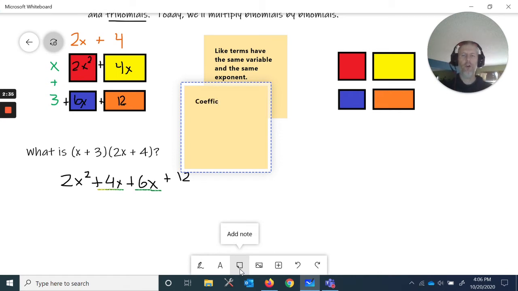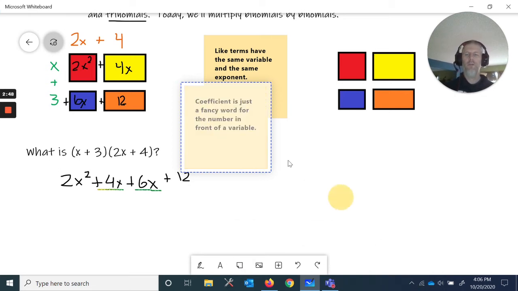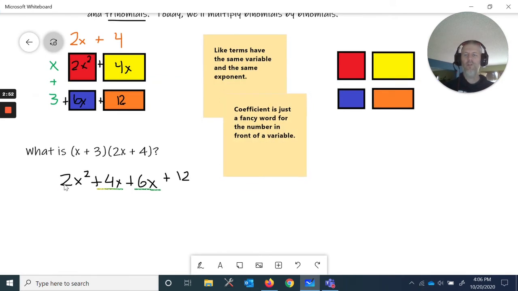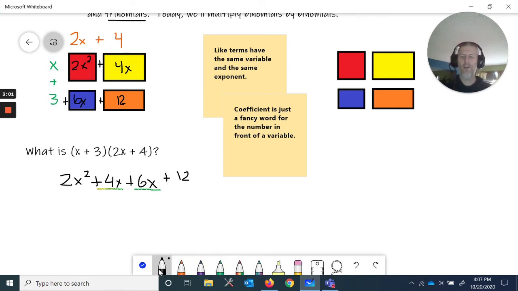Okay, and remember that the coefficient, I think we talked about this in an earlier video, is just a fancy word for the number in front of a variable. All right, so I've got some coefficients in this expression. I've got a 2, this is a coefficient of 4, this is a 6, and this is just a constant because it's just a number without a variable. Okay, so let's combine our like terms.